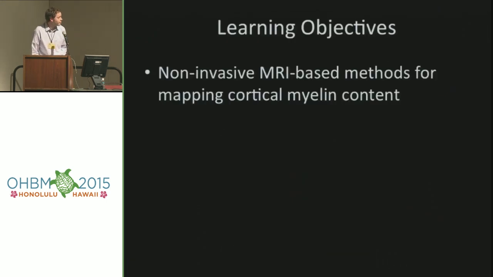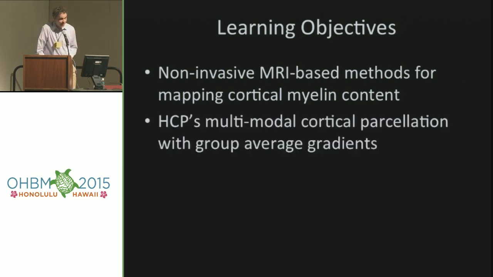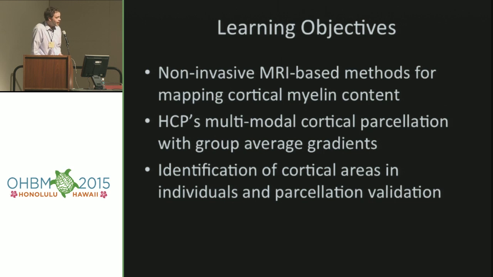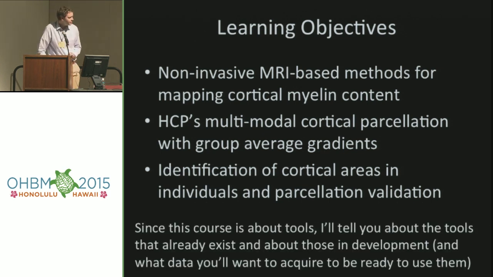The topics for today are the non-invasive MRI-based methods for mapping cortical myelin content, then the HCP's multimodal cortical parcellation, which we've used based on group average gradients. And then we'll talk about individual identification of cortical areas in individuals based on those multimodal areal fingerprints and parcellation validation. And since the course is about tools, I'm going to try after each topic to tell you about the tools that already exist and about those that are in development and what data you would want to acquire to be ready to use them.